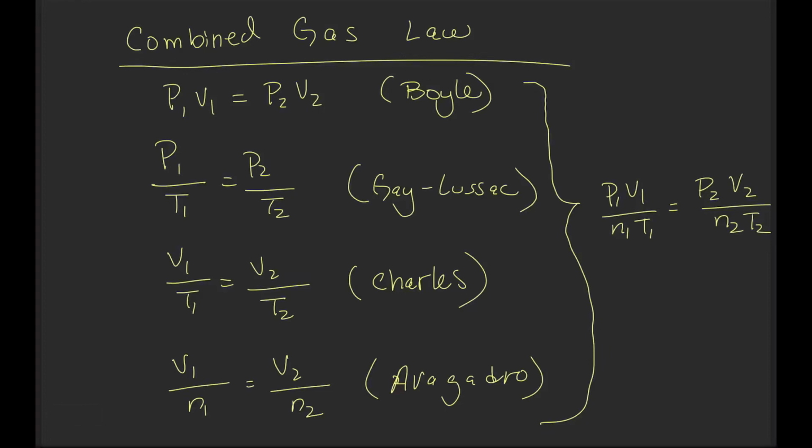All right, so now we're going to talk about putting all that together. So we saw that P1 V1 equals P2 V2. That's Boyle's law. P1 over T1 is equal to P2 over T2. That's the Gay-Lussac law. V1 over T1 is equal to V2 over T2. That's Charles' law. And V1 over N1 is equal to V2 over N2. That's Avogadro's law.